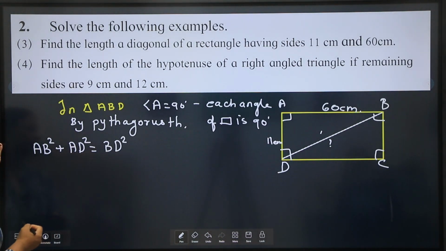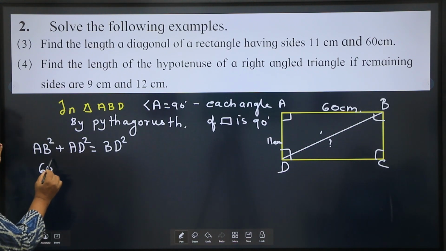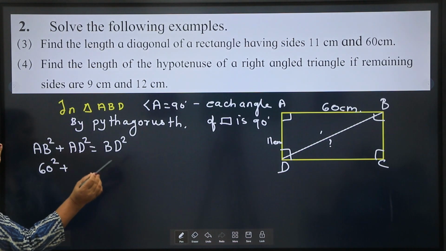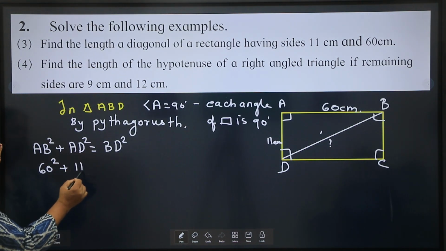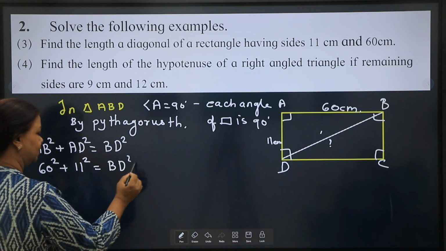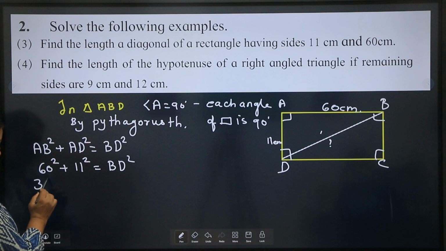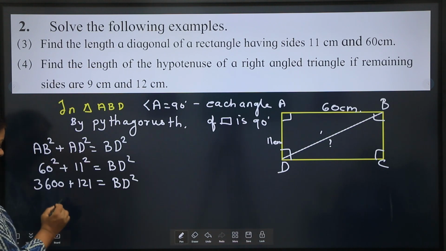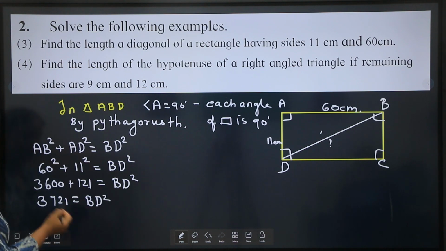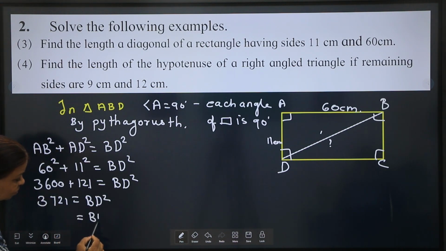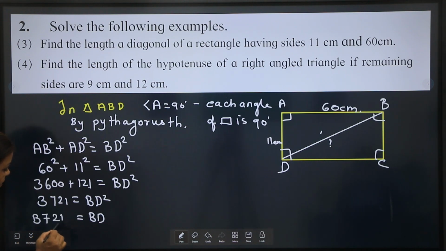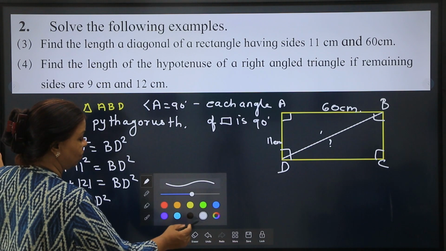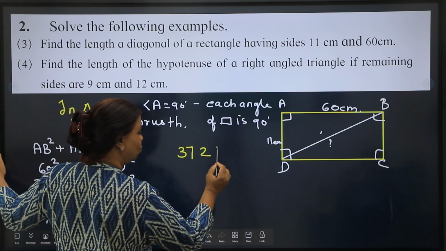Now how much is AB? 60 square plus AD, AD is 11 square. Now we will get 60 square is 3600 plus 121, which is equal to BD square. If we add here, 3721 is equal to BD square. Now we need to find out the square root. BD is equal to root of 3721. So let's find the square root of 3721.